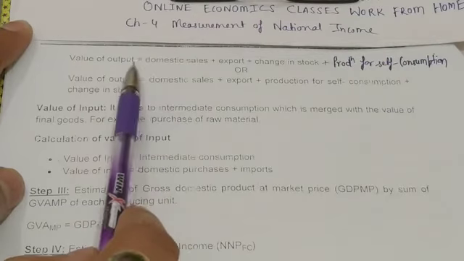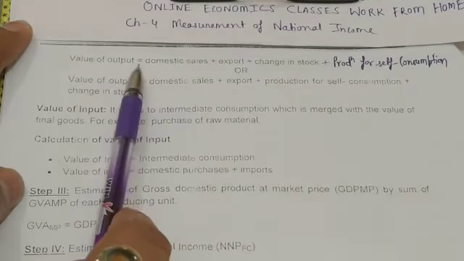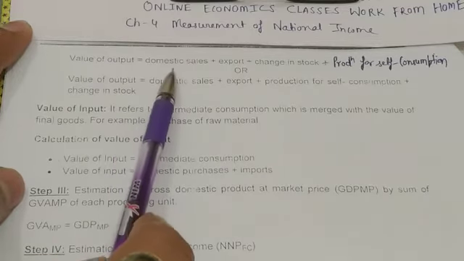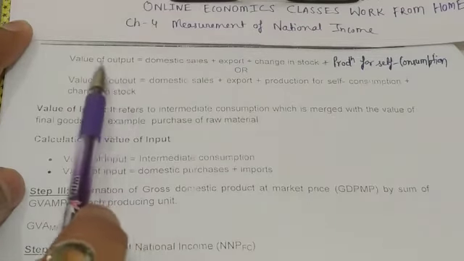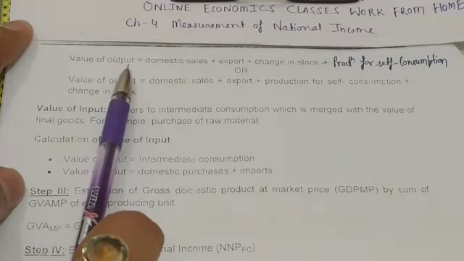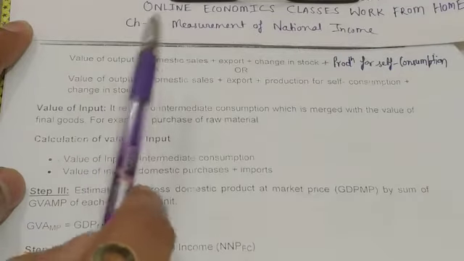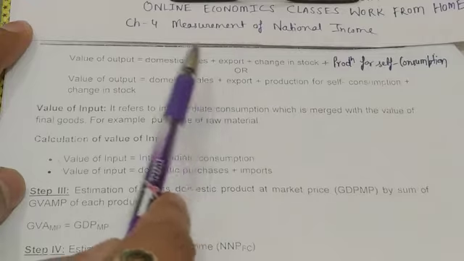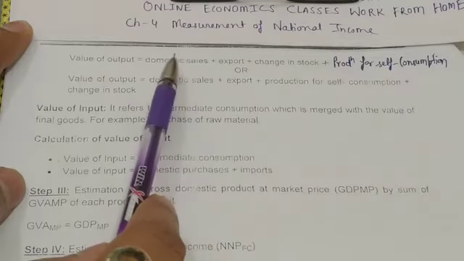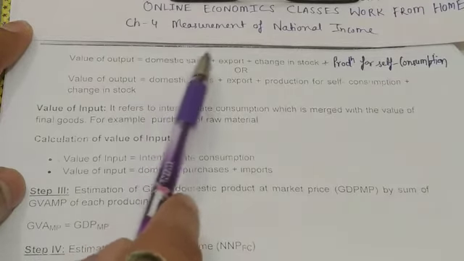If you remember, according to part 1 video of this chapter, the real formula of value of output is: value of output is equal to sales plus change in stock plus production for self consumption. Again I am repeating, value of output is equal to sales plus change in stock plus production for self consumption. Suppose sales is not given, what is the formula of sales? Sales is equal to domestic sales plus export. If you add both of these, you will get value of sales.